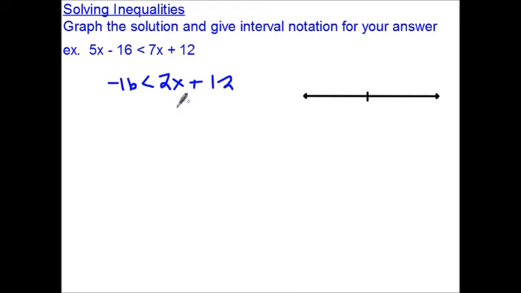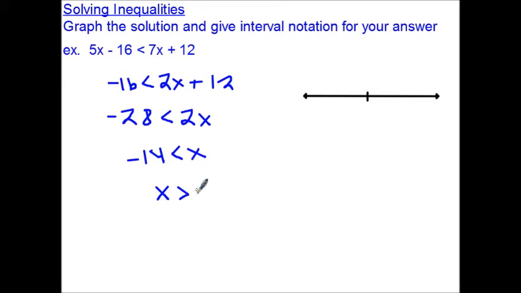Okay, subtracting 12 from both sides gives me -28 less than 2x. And then finally dividing through by 2 gives me -14, there you go, is less than x. Now granted that's a little bit awkward having the variable on the right hand side, so my advice would be to just switch it around, have x, and make sure Pac-Man is still eating the right thing there. So x is greater than negative 14 is probably a better way to say it.